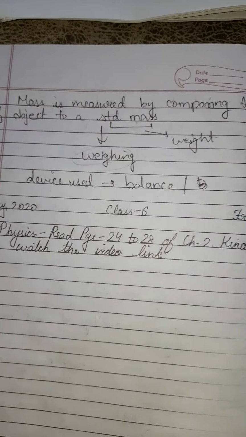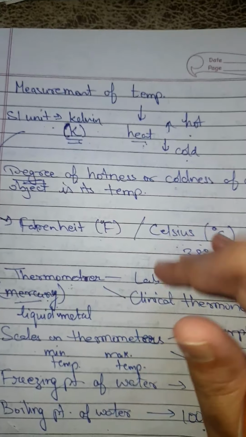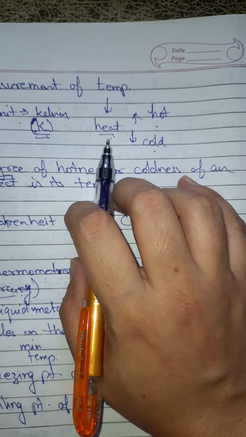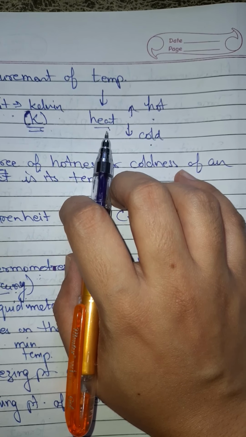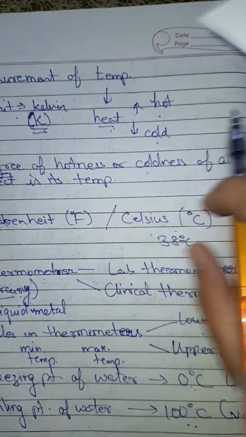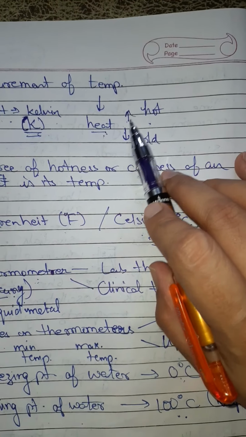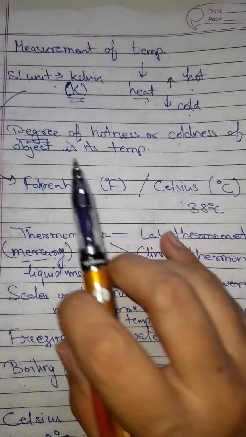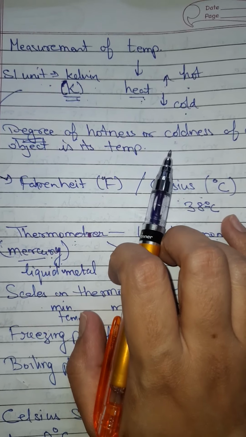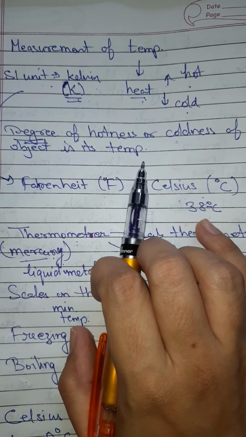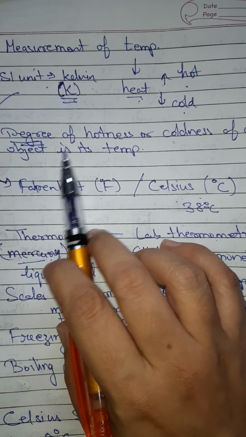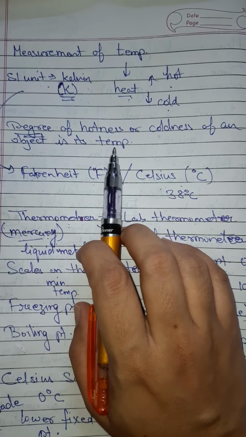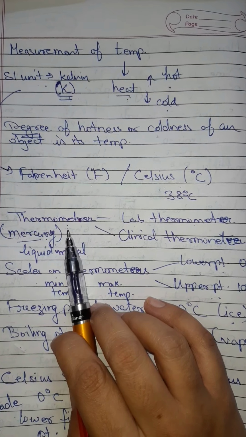Next comes the measurement of temperature. Temperature is basically the degree of heat. How much heat does an object have? If the heat is less, the object is said to be cold. If the heat is more, the object is said to be hot. So, the degree of hotness or coldness is measured by the thermometer. The degree of hotness or coldness of an object is called temperature, and this temperature is measured by thermometer.